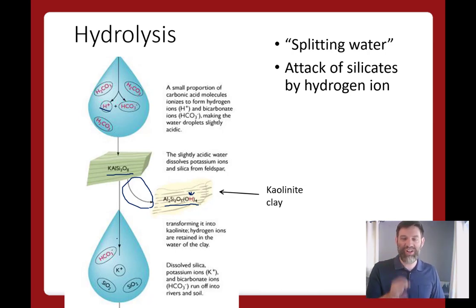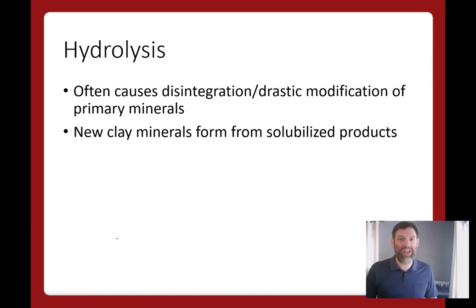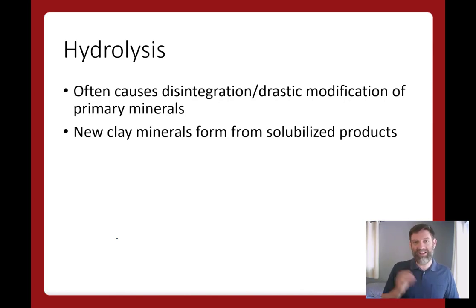But that hydrogen ion attacking silicates, transforming them into other minerals, is a big change in soils and an important one. It's often a really big modification in the primary minerals. We're going from one type of mineral to something very, very different, and a lot of those are clay minerals. We talked about clay as being really small, the smallest particle size in our mineral soil material, but it also has some specific chemistry that we'll get into later in the quarter. This is how we produce a lot of our clays, through hydrolysis.